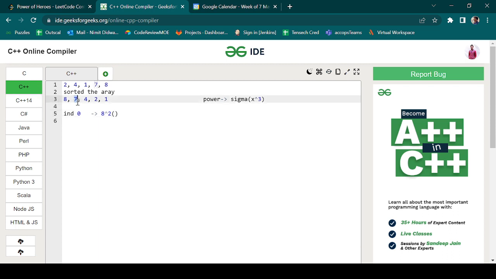So if 7 is the minimum element, then it will be 8 square multiplied by 7. Okay, and then we come to this 4. So now what the power will be? The power will be 8 square, that is maximum, that we already wrote here, into 4.